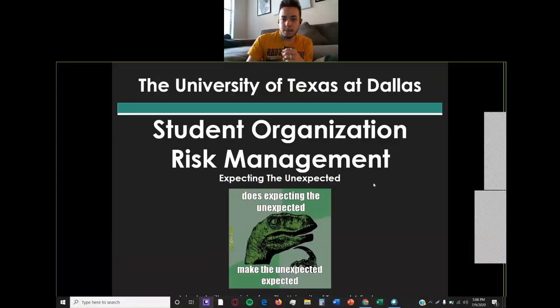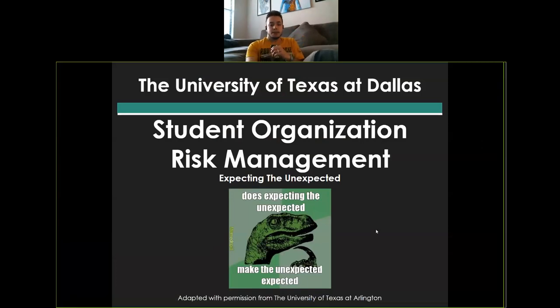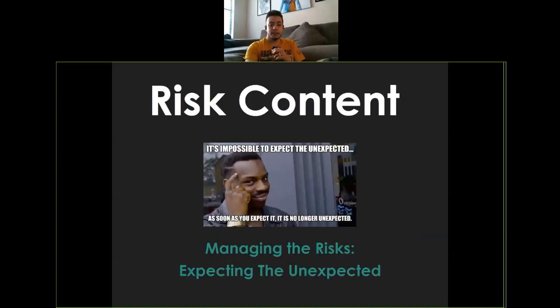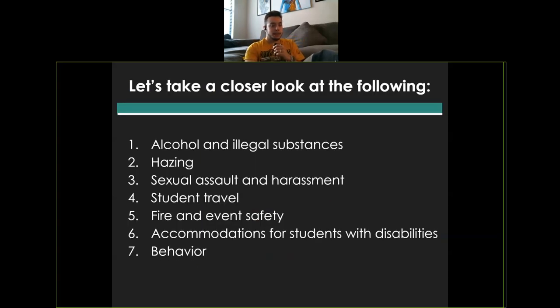Okay, so risk management. Risk management is the considering of potential and perceived risks when it comes to student events and activities, monitoring those events, and also being proactive in our actions and corrective in our steps to minimize potential injury, damage, or loss. Essentially meaning expecting the unexpected when it comes to alcohol and illegal substances, hazing, sexual misconduct, student travel, fire and event safety, accommodation of disabilities, and behavior.